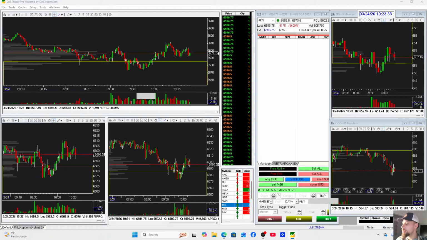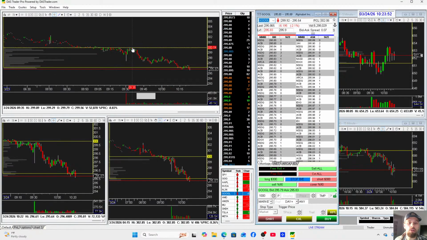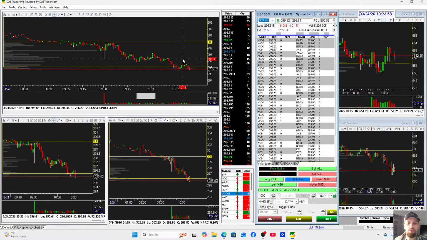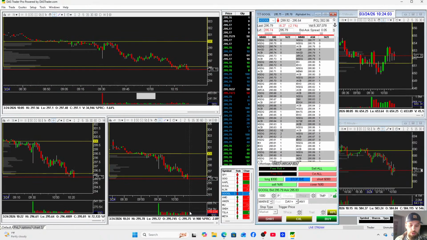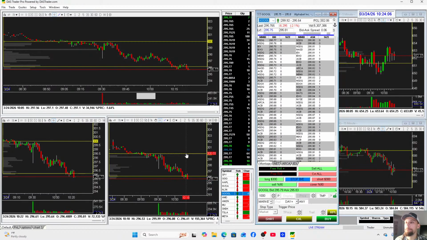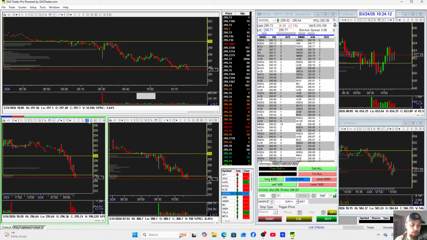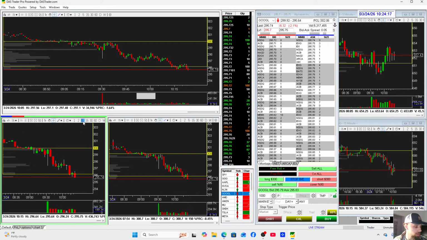Google lost that level. Google's ran that range very nicely here. Rejected 300. Made its way down to 296. Has some decent volume here on the 3-minute, you can see. Nice bearish candles going on.